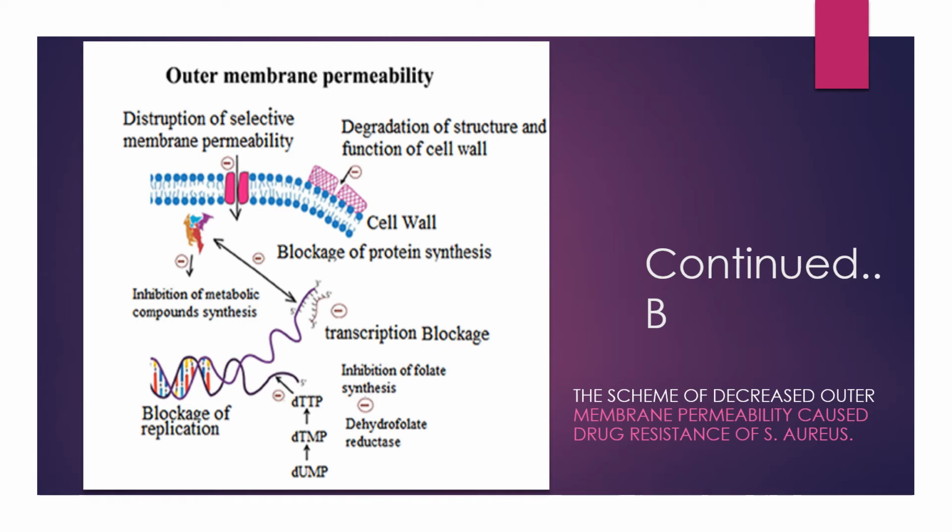The next slide here just shows on the cellular level what takes place with the resistance. This slide represents the scheme of the decreased outer membrane permeability causing drug resistance of S. aureus. It shows distribution of selective membrane permeability, degradation of structure and function of the cell. You see the cell wall, blockage of protein synthesis, inhibition of metabolic compound synthesis, transcription blockage, inhibition of folate synthesis. And on the squiggly part there, the blockage of replication.